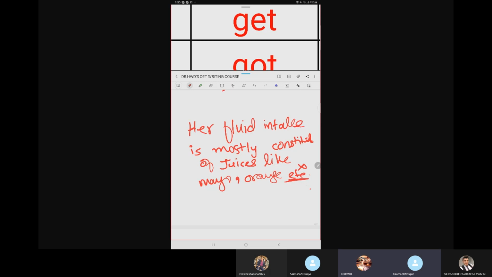We would replace like with such as. Such as, right? Or instead of such as, you could say includes. Her fluid intake is mostly constituted of juices, which include mango, orange, etc. So such as is also not to be used. Is this clear? Okay, clear? Yes. Okay.